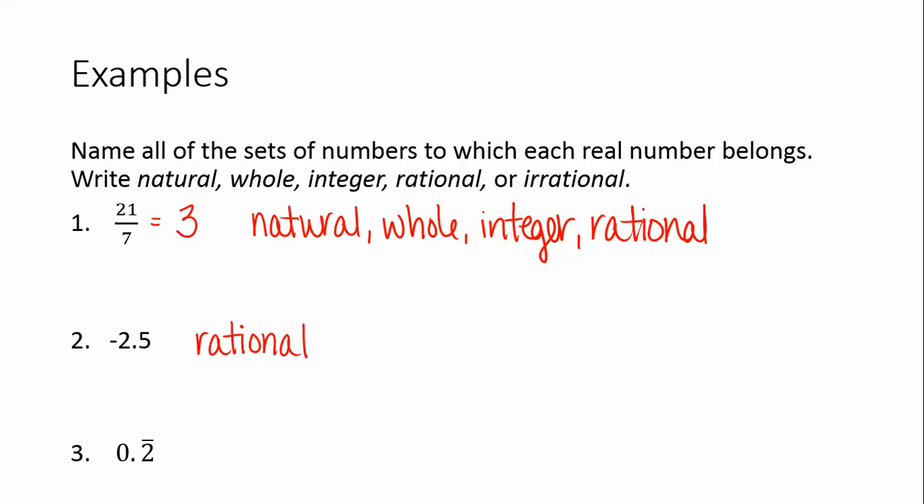Number 3, we have a repeating decimal, and oftentimes with a repeating decimal, students are tempted to say irrational, but repeating decimals are actually rational numbers. We know that decimals are just rational. They are not integers, they are not whole numbers, and they are not natural numbers. But if it's a repeating or a terminating decimal, then it is a rational number.